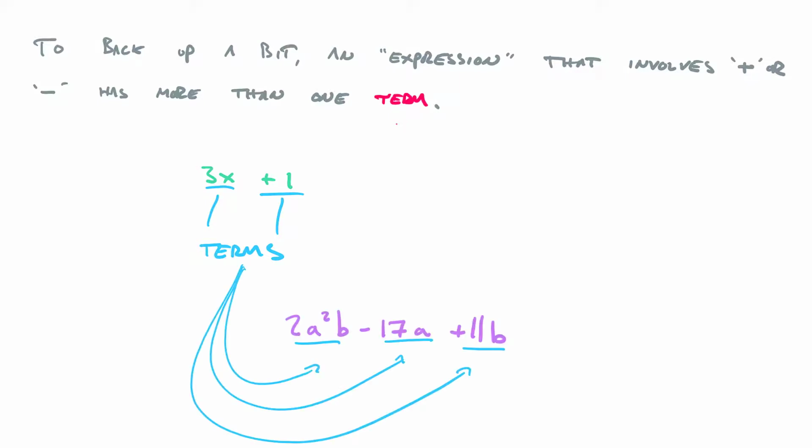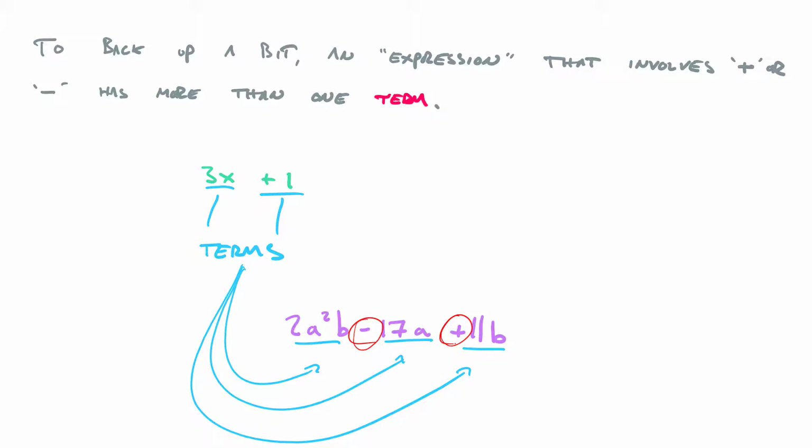If you have 2a squared b, 17a, and 11b, all connected with addition and subtraction, and that's kind of the key here, the fact that they're separated with addition or subtraction. Not in that order in this example, but you get the idea. 2a squared b, 17a, and 11b, those are all terms.